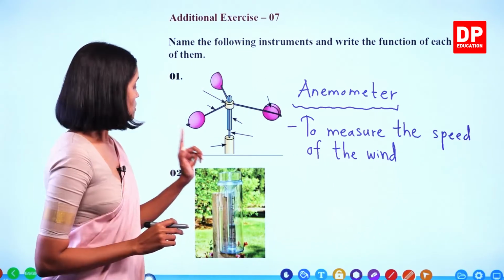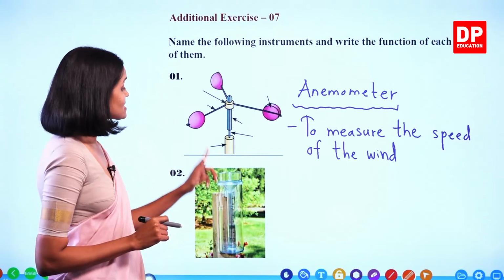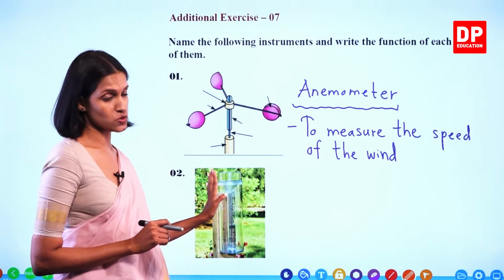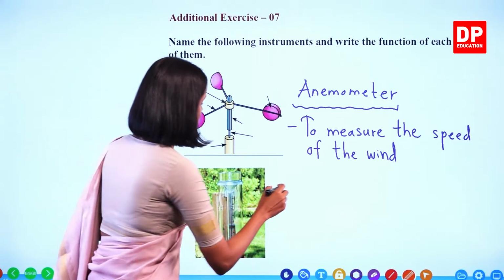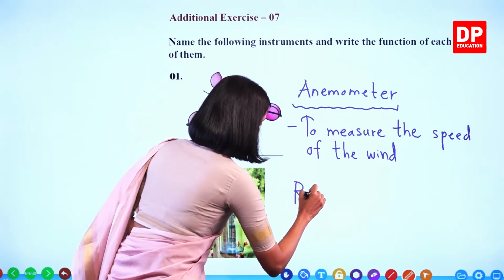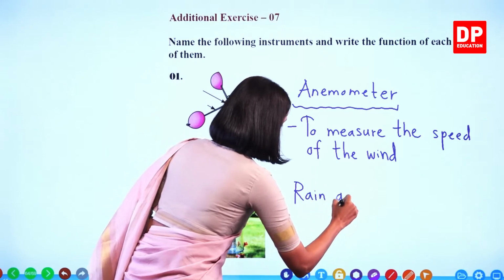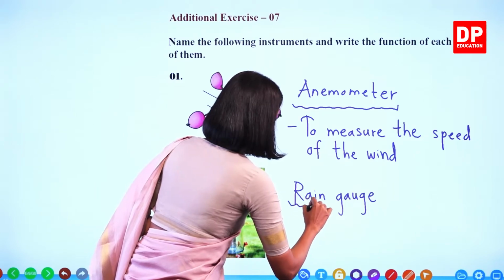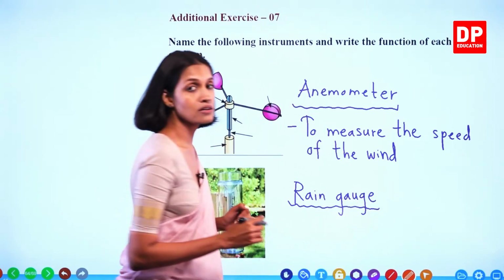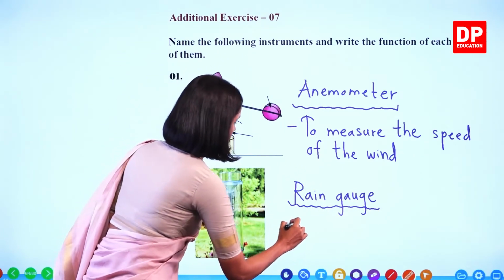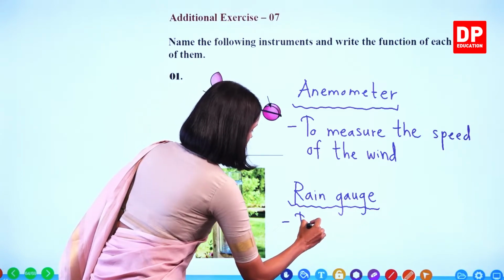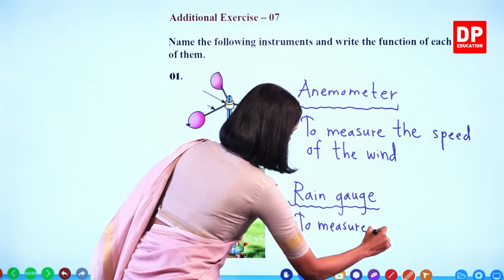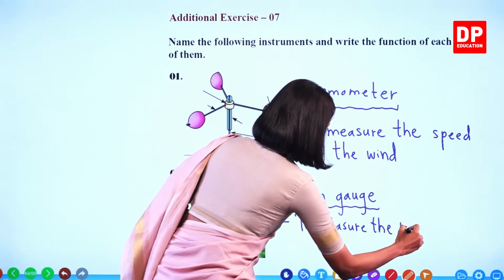Okay? What is this, children? This is a rain gauge. Okay? So we made our own rain gauge as well. We'll write rain gauge to measure the rainfall, right? It is used to measure the rainfall. To measure the rainfall.